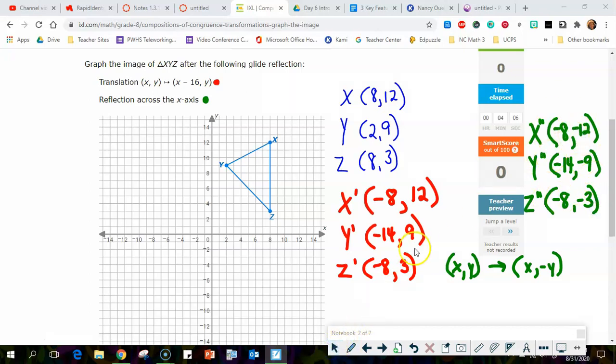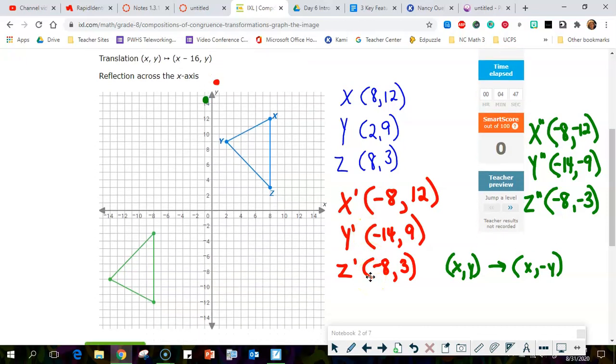Let me grab the right tool here. So X double prime is negative 8, negative 12. Then Y double prime, negative 14, negative 9. Negative 14, I think that's the 9 right there. Yeah, that's the 9. And then negative 8, negative 3. Negative 8, 1, 2, 3. Right there. Okay, so this green triangle is the blue triangle translated 16 to the left and then reflected across the x-axis. Let's see if we got it right.